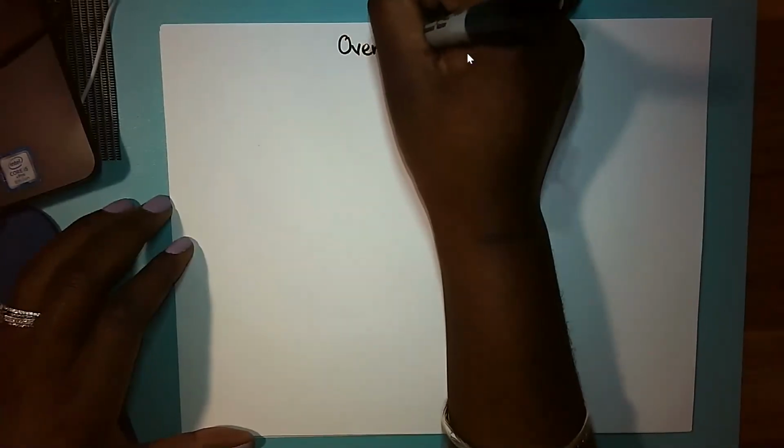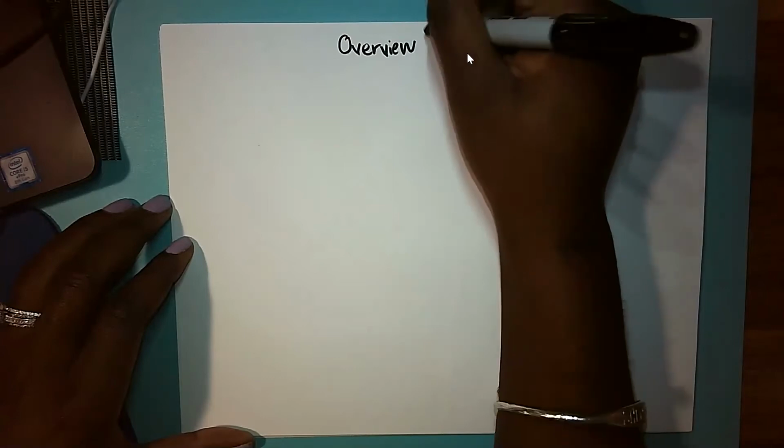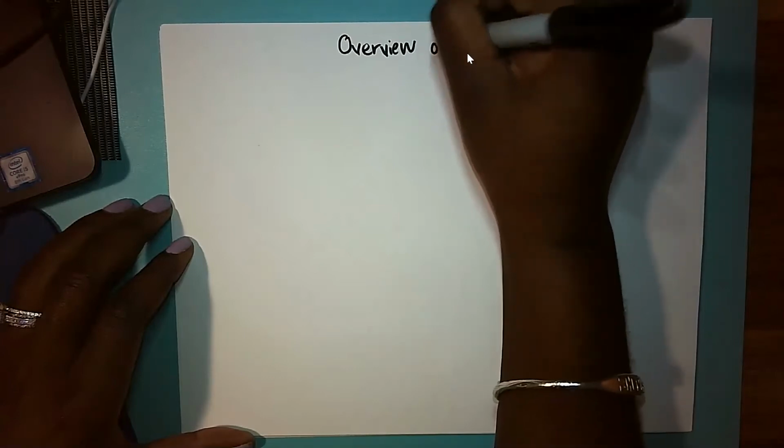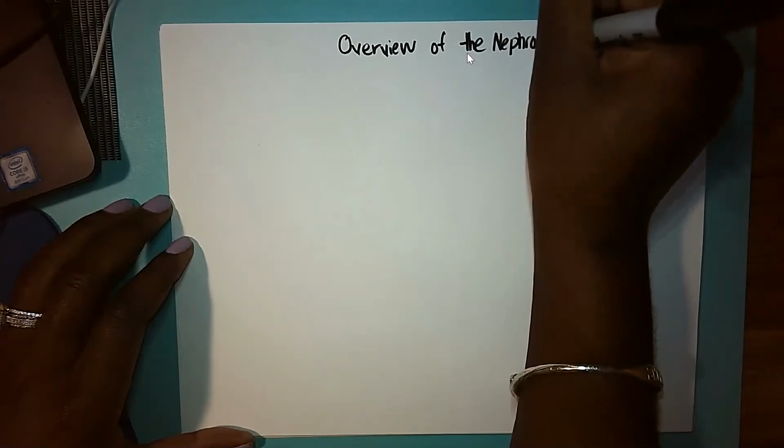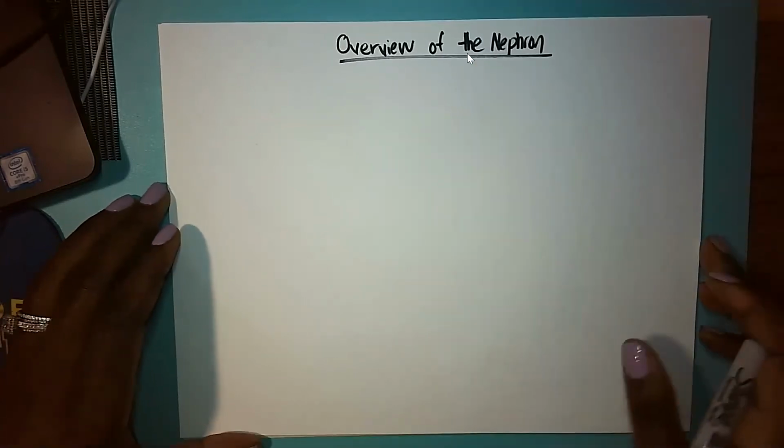So this is an overview, or we can say review of the nephron. Okay. So we've got our arterioles here.